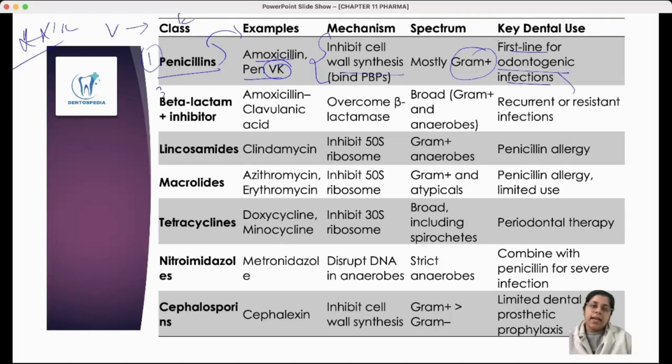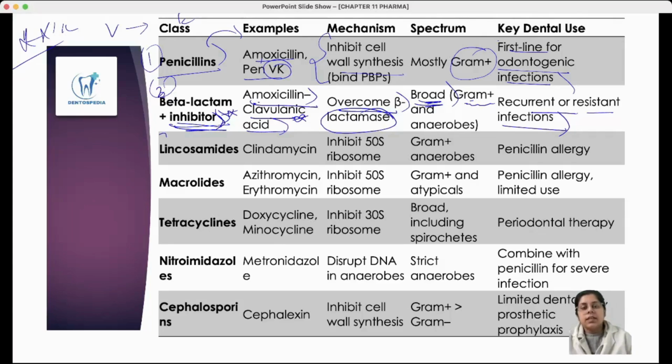Second is the beta-lactam plus inhibitor. Now, you must be knowing that a bacteria has the beta lactam ring, so it's very strong. The example of it is amoxicillin plus clavulanic acid. This is a beta lactamase inhibitor, which overcomes the beta lactamase, and it is broad spectrum, so it can be used for gram positive and anaerobic bacteria. It is for recurrent or resistant infection because it is broad spectrum. It inhibits the beta lactamase enzyme in the bacteria.